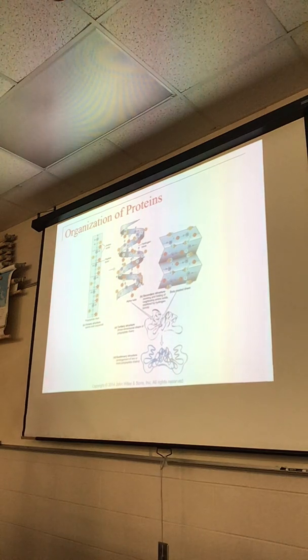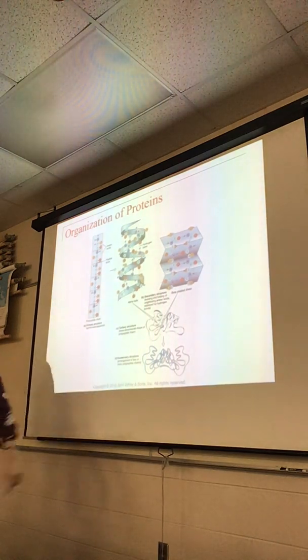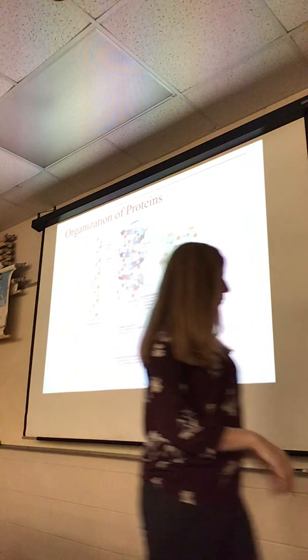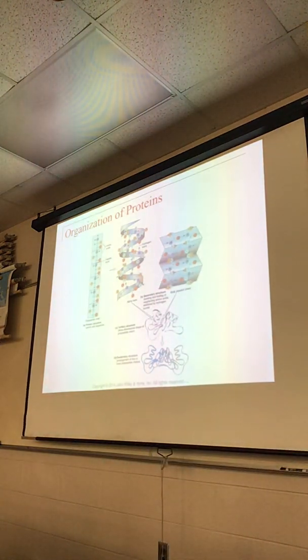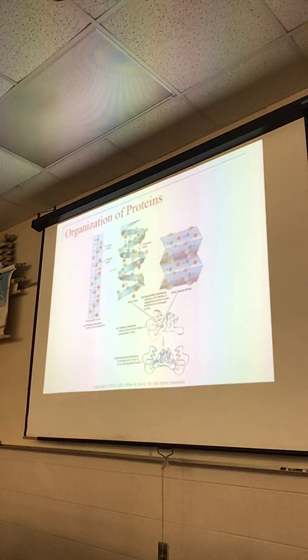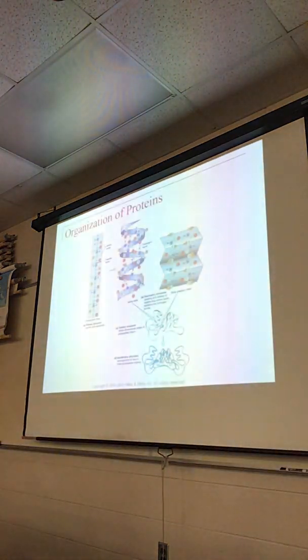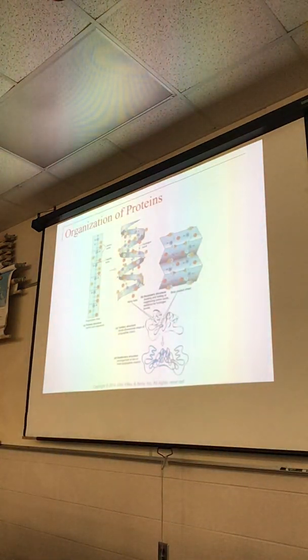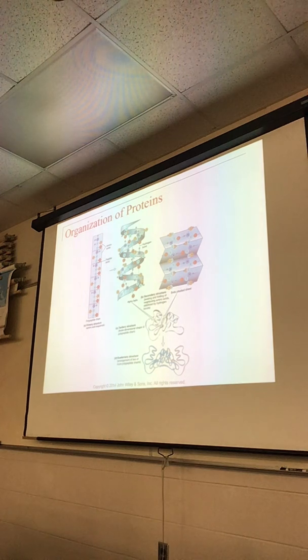If I stuffed them all together, that would be its quaternary structure. That is 2 or more polypeptide chains together. What do I do with my good marker? So its quaternary structure, 2 or more chains together.